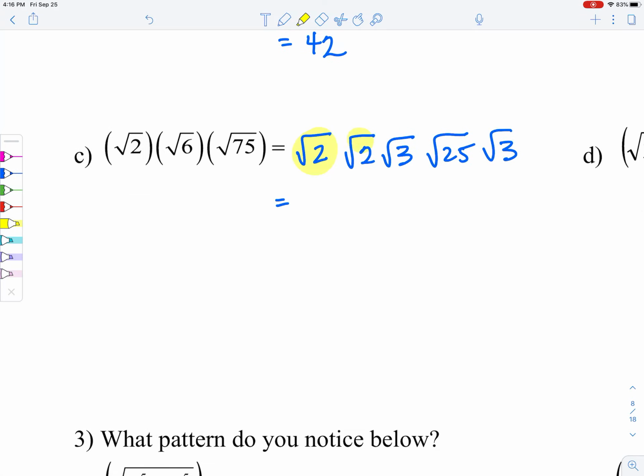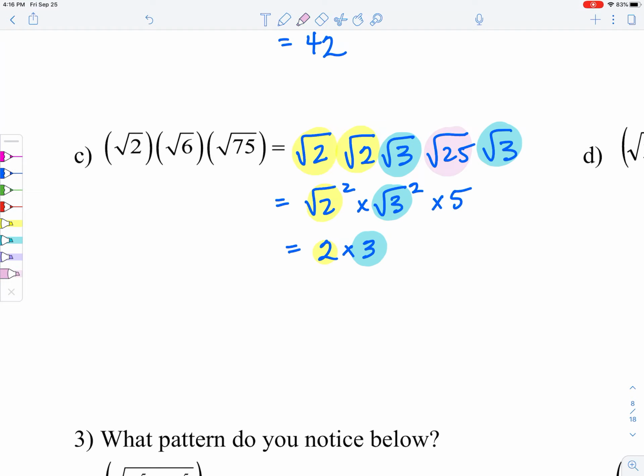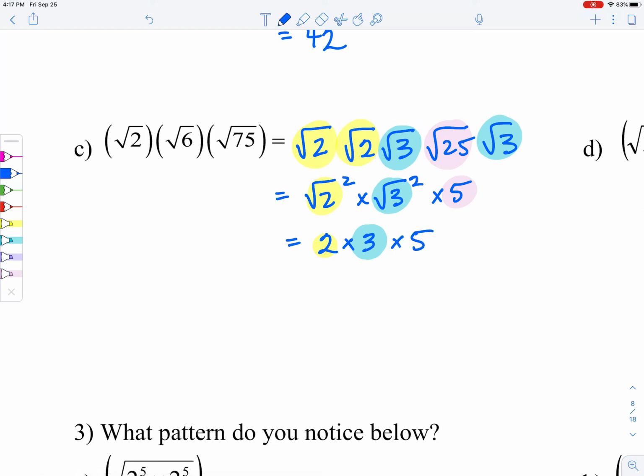So I see that I have root 2 times root 2, so a root 2 squared, which is just 2. I also see I have a root 3 times root 3, so root 3 squared. And root 2 squared times root 3 squared is just going to be 2 times 3, because the square and the square root undo each other. Then I have the square root of 25, which just equals 5. And so I end up with 6 times 5, which is 30.